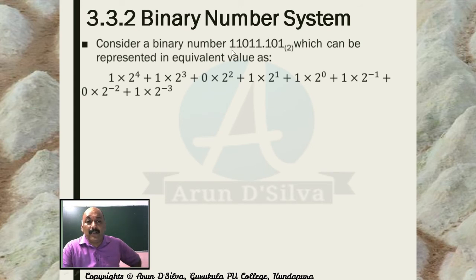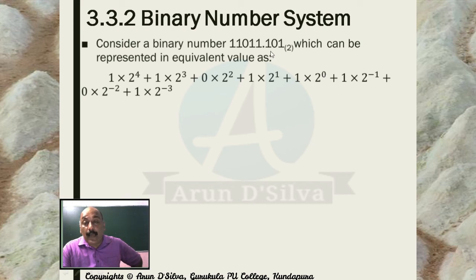Now let me check one simple binary number, 11011.1011. This is how it can be represented. You have to find the position values from the decimal point, going to the left side: 0, 1, 2, 3, 4. And as I told you, make use of powers of 2. So 1 into 2 to the power 4, next digit 1 into 2 to the power 3, plus 0 into 2 to the power 2, 1 into 2 to the power 1, 1 into 2 to the power 0.